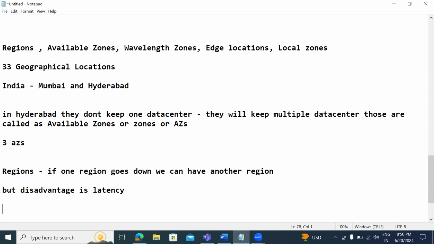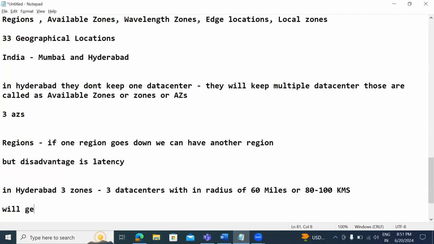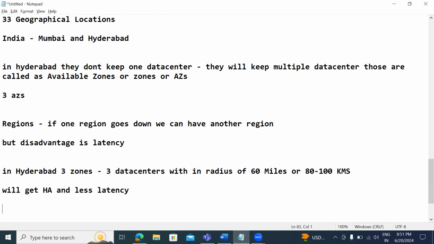What is the solution for that? We need to go for zones. In Hyderabad, why I'm taking the example of Hyderabad is, at least we can have an idea how many zones we have. 3 zones means 3 data centers, within a radius of 60 miles, or maybe within 80 to 100 kilometers. With this, we'll get high availability and less latency. With regions also we'll get high availability, but what is the problem?